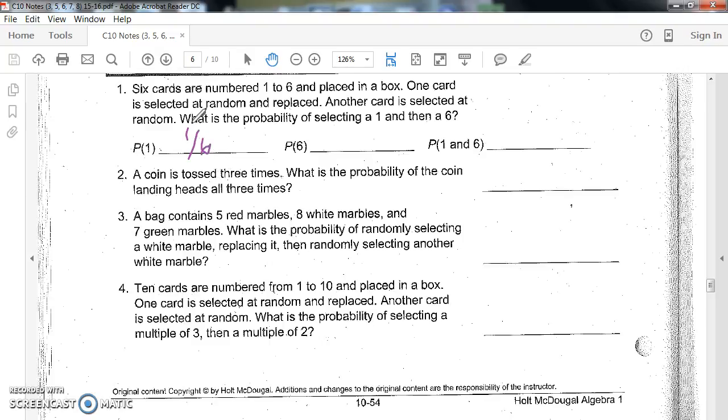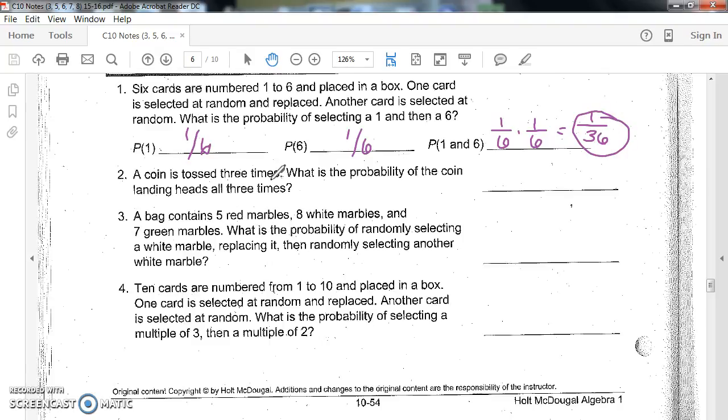If we're going to put that card back in, we still have 6 cards in the box. Only one of them is a 6, so the probability of drawing a 6 on the second draw is also 1/6. So we're going to just multiply those fractions together. 1/6 times 1/6 would be 1 times 1 is 1, 6 times 6 is 36, 1/36.